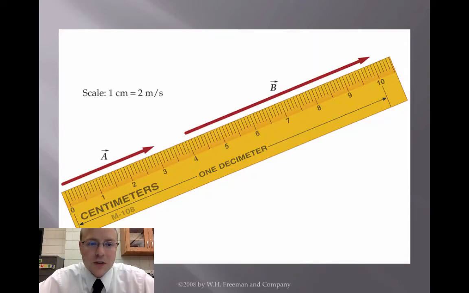We've got 2 examples here. You can see that vector A is about 3 centimeters long on this ruler, and vector B is 6 centimeters long on this ruler. By using the scale there, I know that both vectors are pointing in the northeast direction, the up and to the right direction, but vector A would actually equal 6 meters per second, and vector B would equal 12 meters per second.